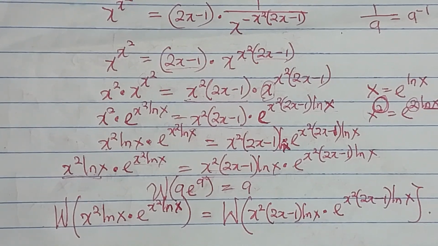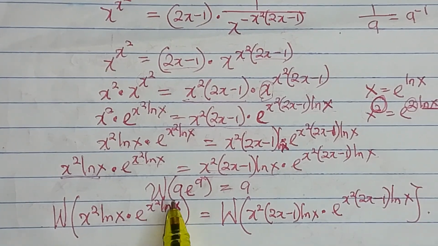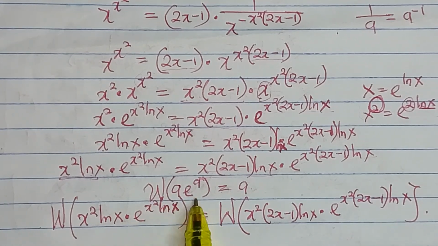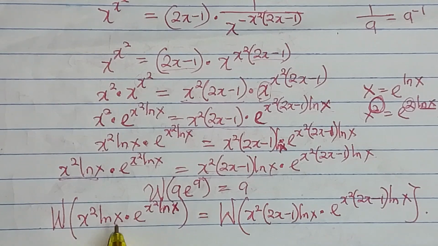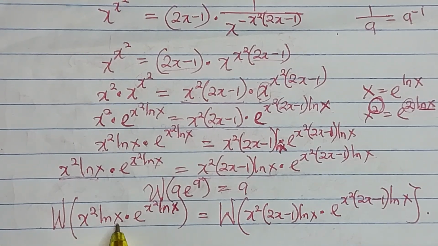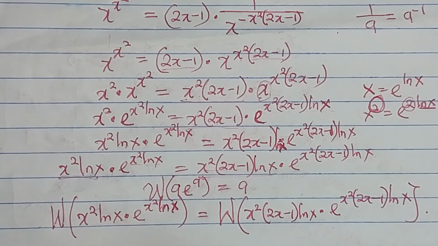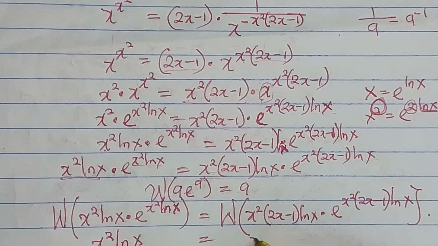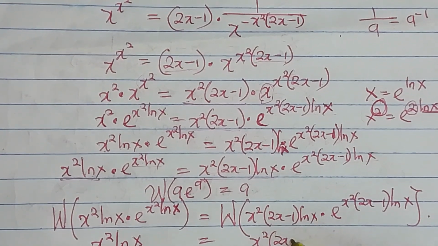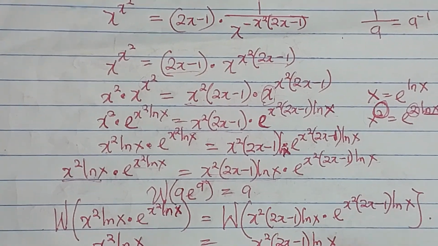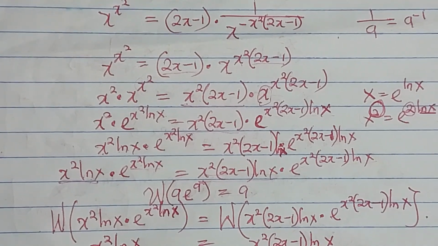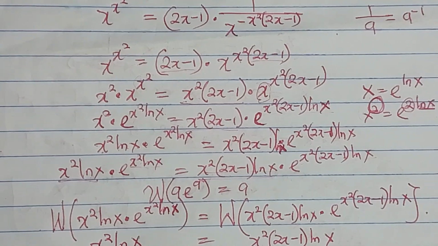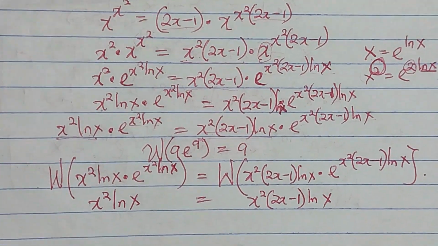Since we now have this, we need to apply that product law, and the product law applies here. The Lambert W function of every expression in the form of a times e to the power a equals a, and this is in that form, where this is the a. So here we have x squared ln x, and the whole of this becomes x squared multiplying 2x minus 1 ln x. So we can see the equation that we have now obtained at this point in time.